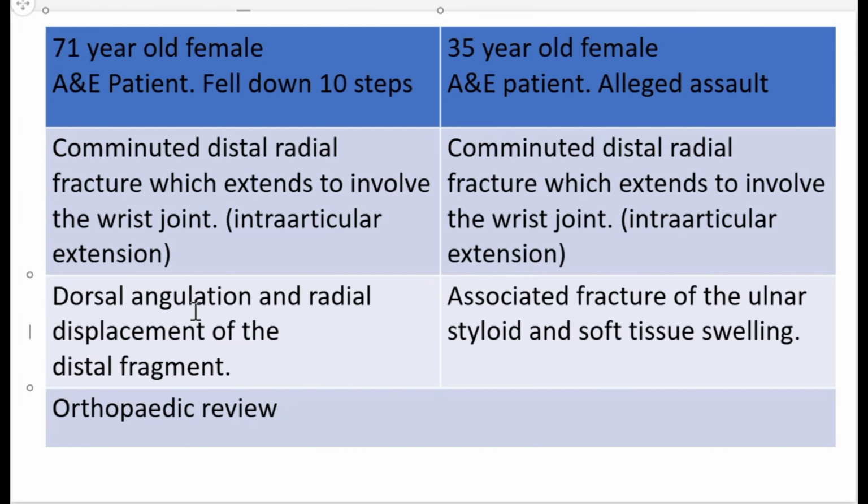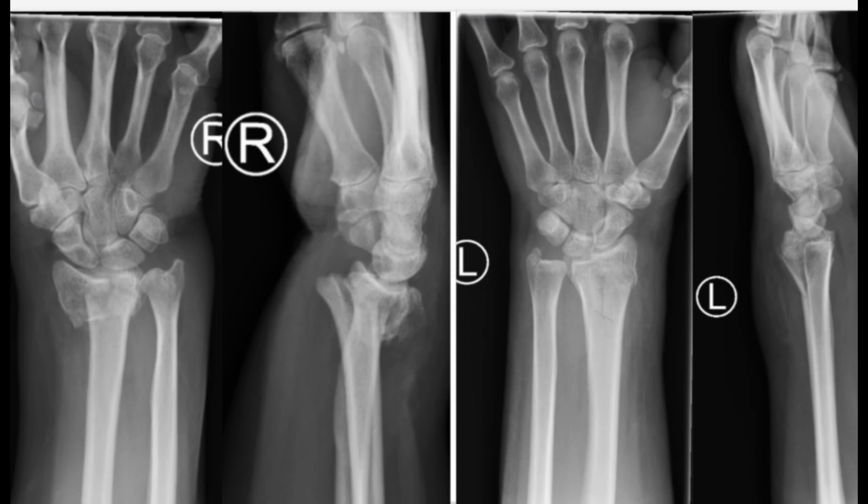There is no angulation or displacement of the distal fragment. This is the fracture with no angulation, no dorsal angulation as seen here. No angulation or displacement, no radial displacement, only cortical irregularity, no angulation or displacement of the fractured distal fragment.